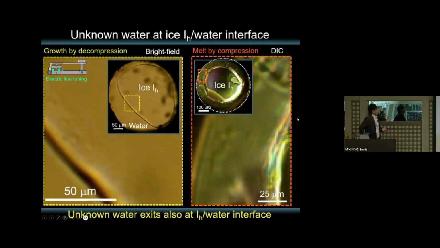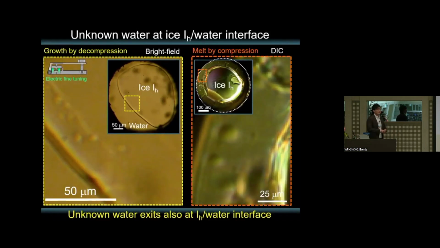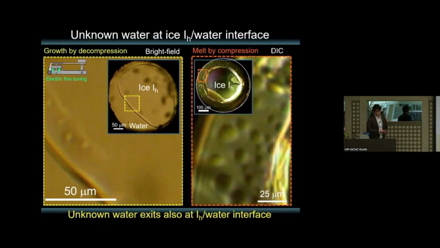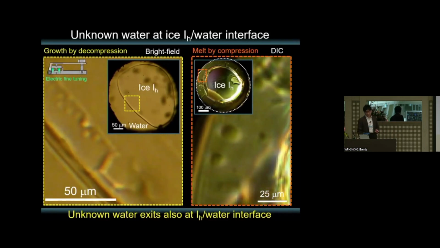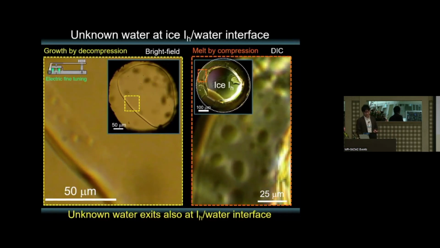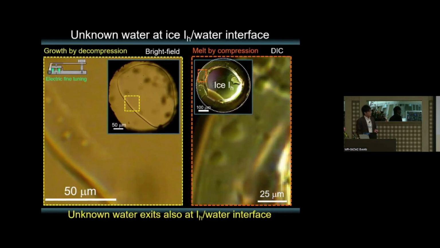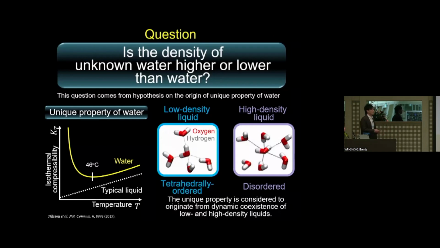Also, for this case, droplet formation could be observed clearly. So this phenomenon has a generality. So one question comes up here: is the density of the unknown water higher or lower than water?